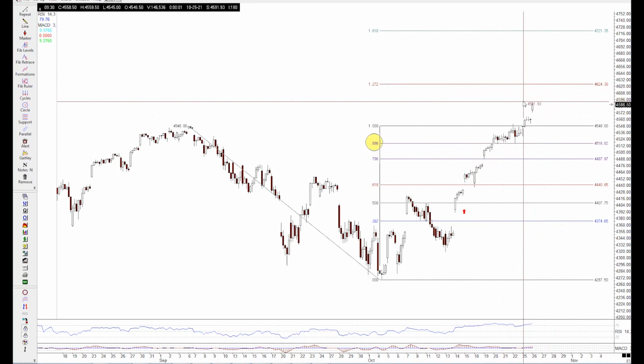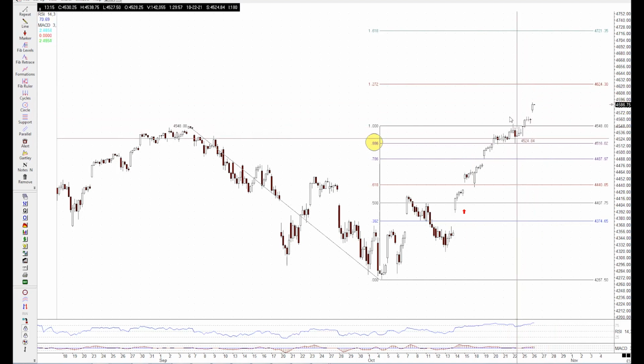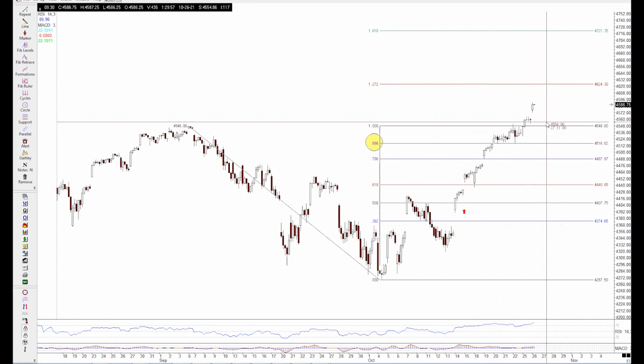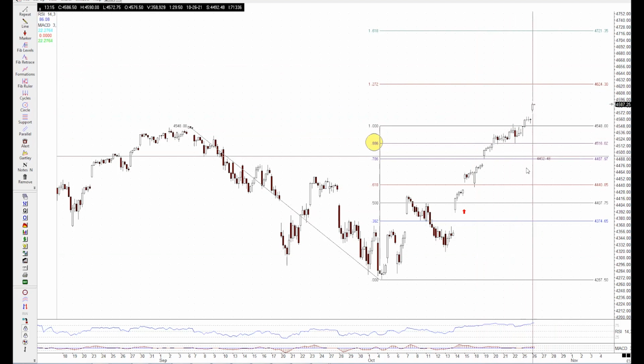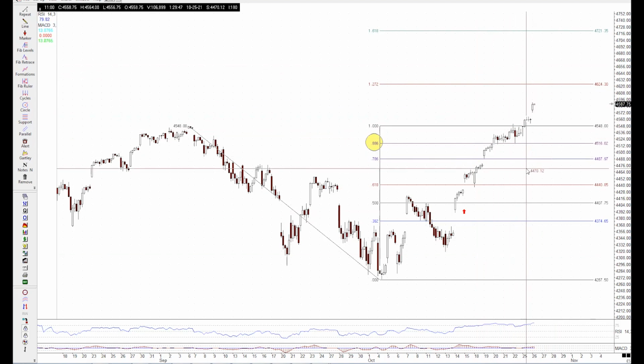Now, I wouldn't expect right now a really large correction. Some testing, I think, is probably going to be in order. So let me show you a couple of areas that I'll be looking for, and they may set up really nice buy areas as well.